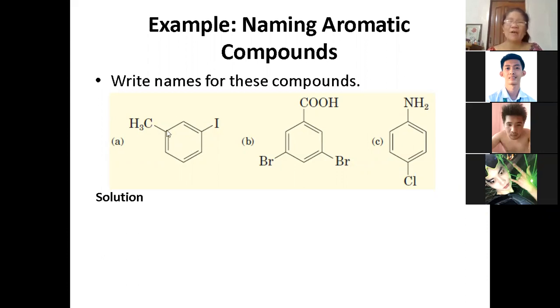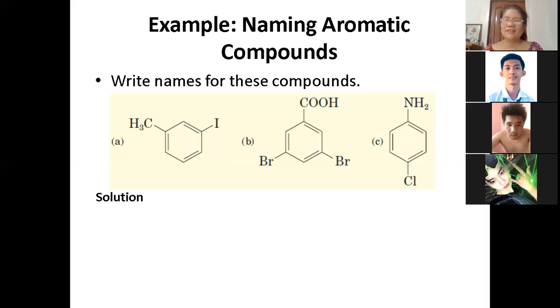Toluene. Okay, so where do you count carbon 1? This is carbon 1, 2, then 3. That is not carbon 2, it should be here because it is nearer. What is the name? 3-iodo. 3-iodotoluene. Okay. Yes, that's it. Thank you, Arnel.